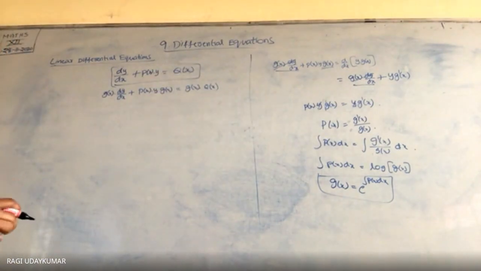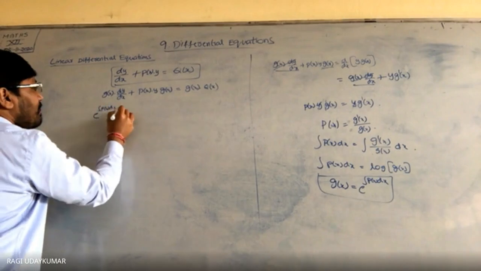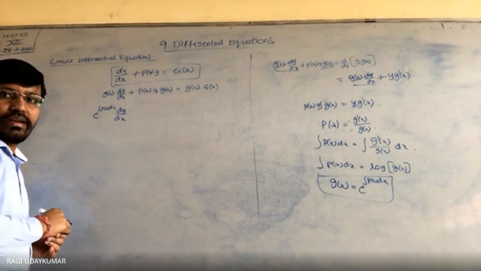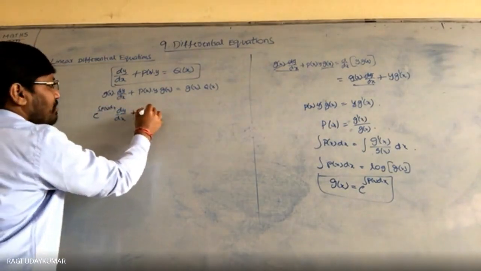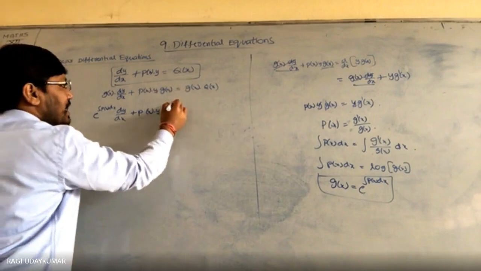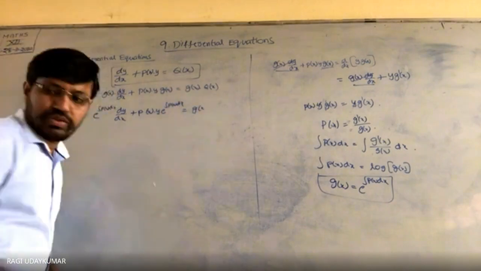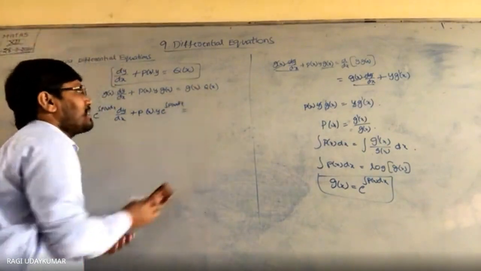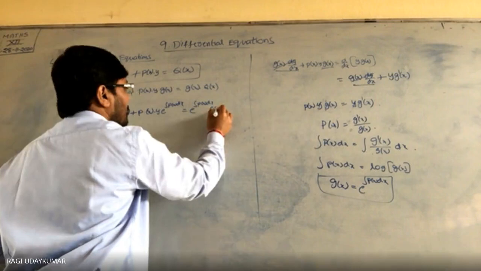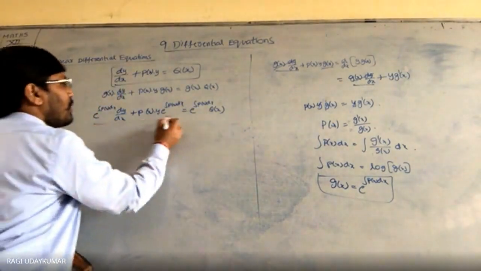You easily get e^(∫p(x)dx) dy/dx plus p(x) y e^(∫p(x)dx) equals g(x) q(x). g(x) can be written as e^(∫p(x)dx), so the right side is e^(∫p(x)dx) q(x). If you observe, this is what you get here.